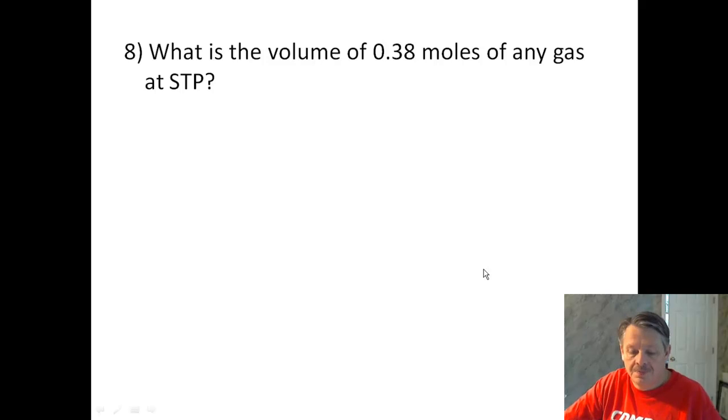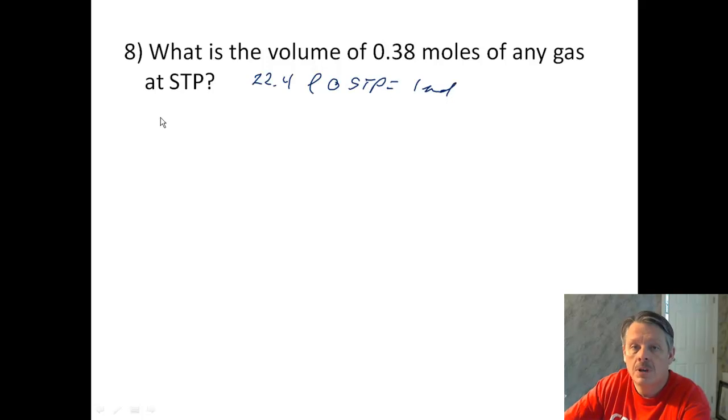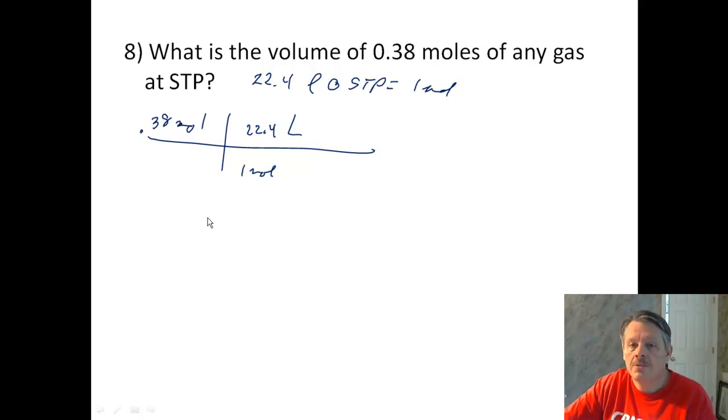Next page. So what's the volume of 0.38 moles of any gas at standard temperature and pressure? Well, you have to know that there are 22.4 liters of gas at standard temperature and pressure in 1 mole. So we start out with 0.38 moles. The gas doesn't matter, and we're going from 1 mole of gas to 22.4 liters. So all I have to do is multiply those together, and I get 8.5 liters of gas.